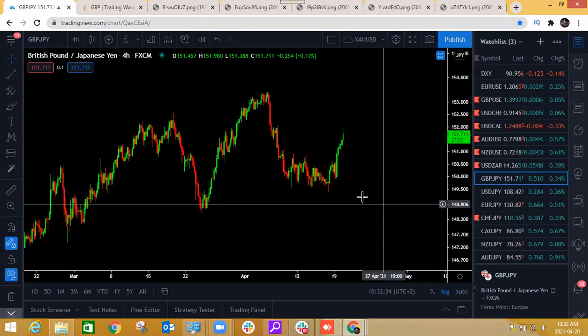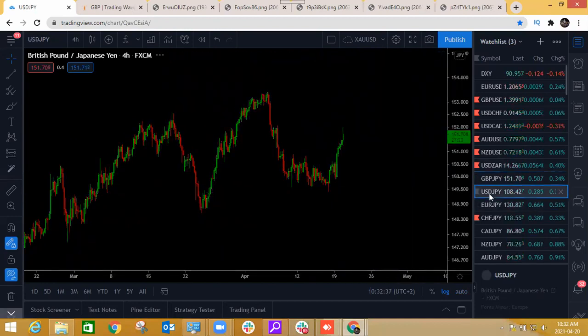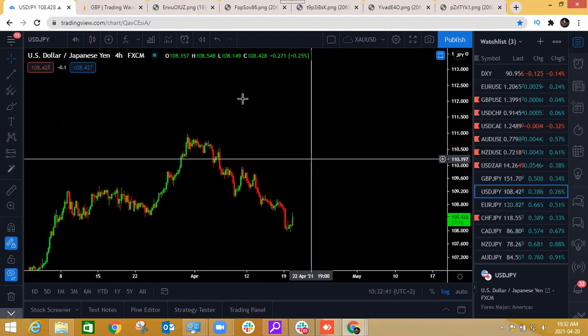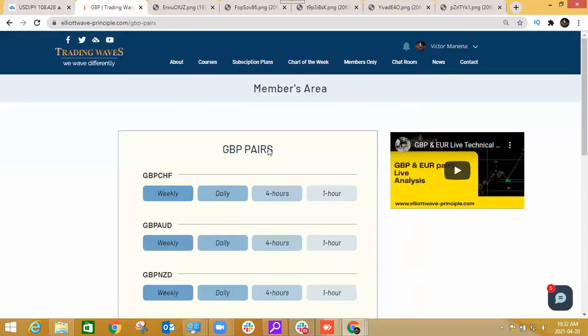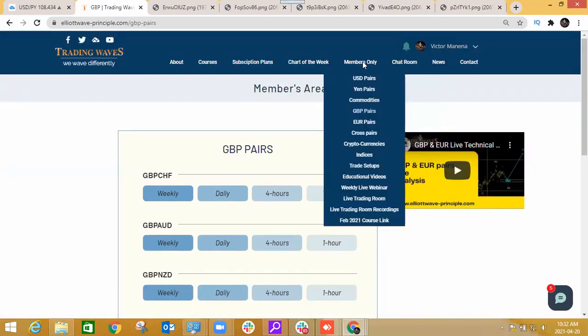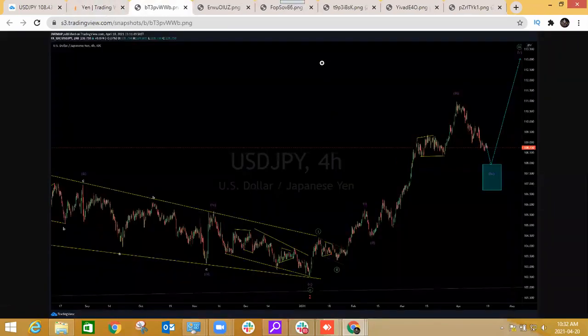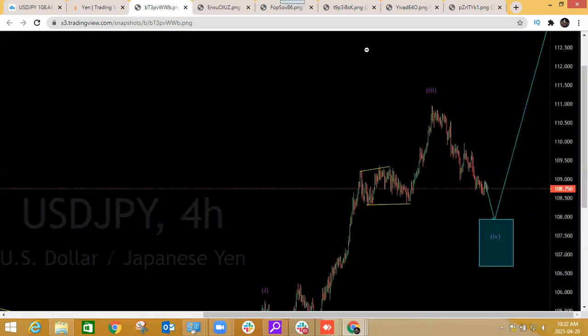So watch out for a deeper pullback. We've made a running flat there. US dollar yen is playing out as forecasted so far. Let's go to US dollar yen. So this is the forecast on US dollar yen.